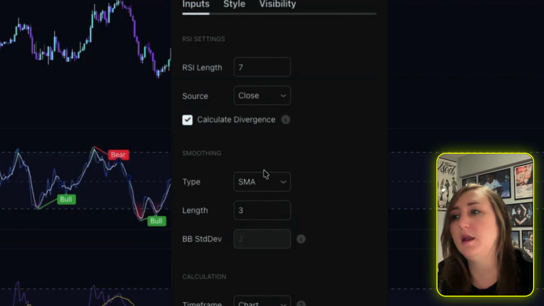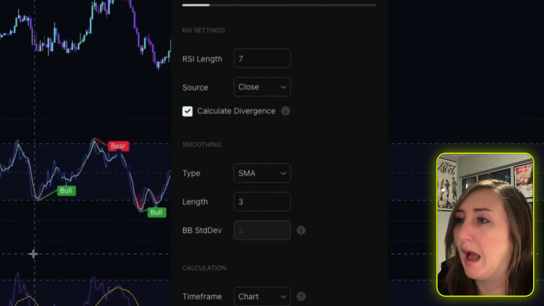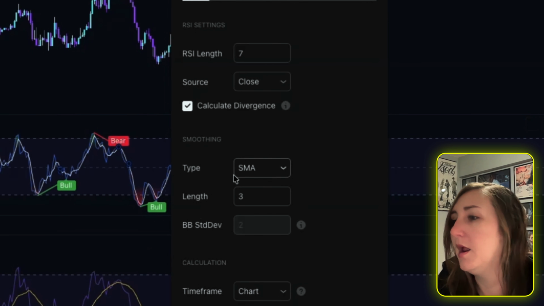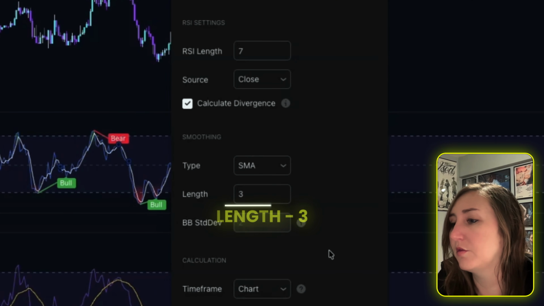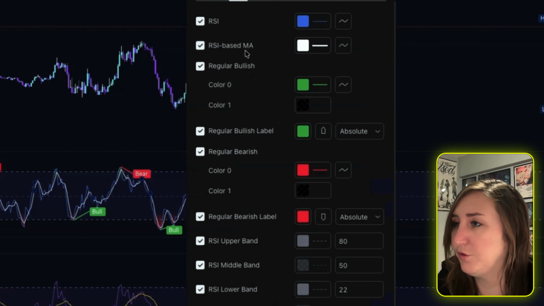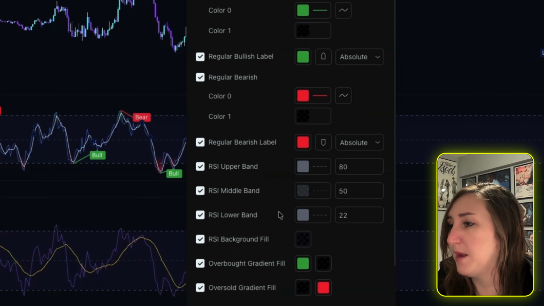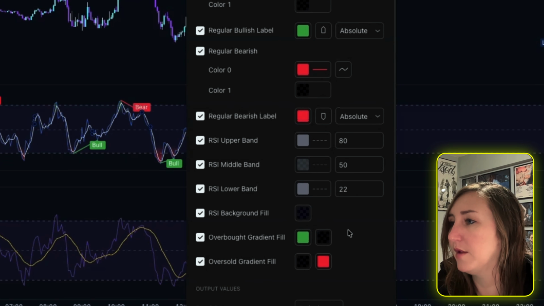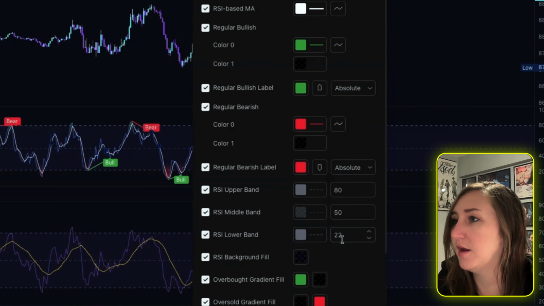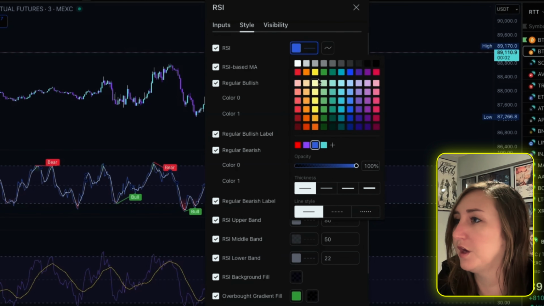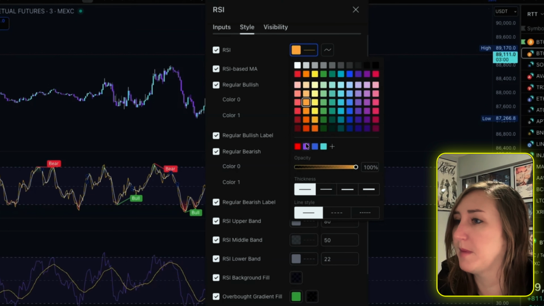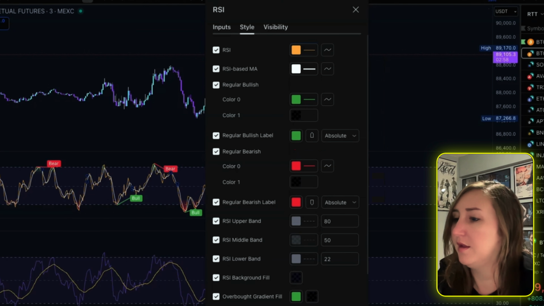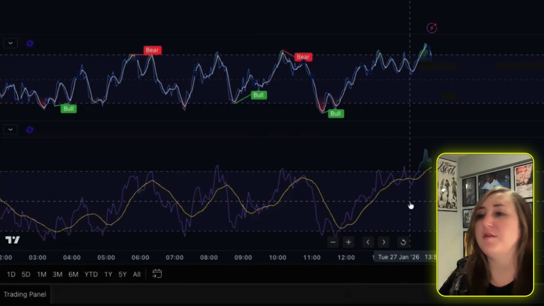They do print late. So I have learned to eyeball them, right, a little bit better. Type SMA, length 3. And then if we move to style here, you're going to want to pay attention to RSI upper band 80, RSI middle band 50, and RSI lower band 22. Okay, so these are all the settings I use for the RSI. If you want to switch your colors here, whatever colors you want to make it, that is up to you. So that is all I have set for the RSI.